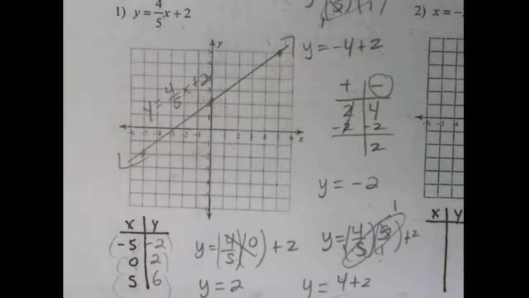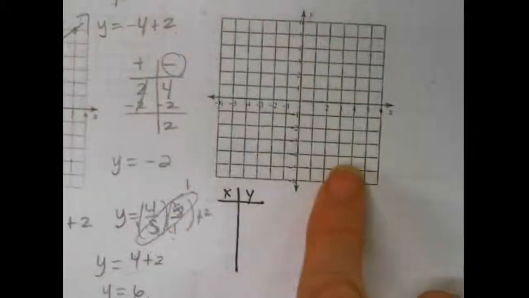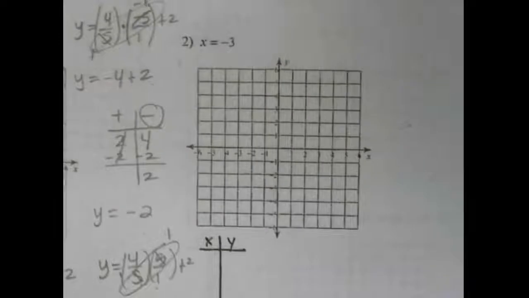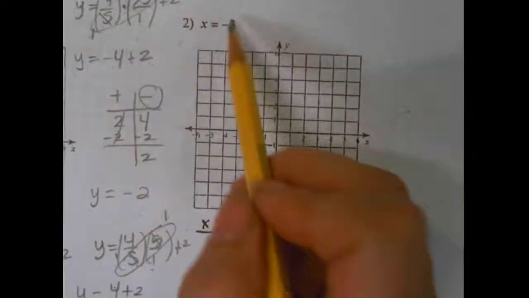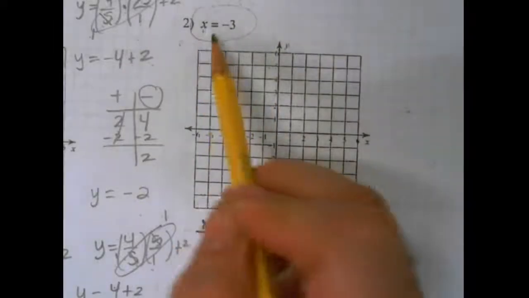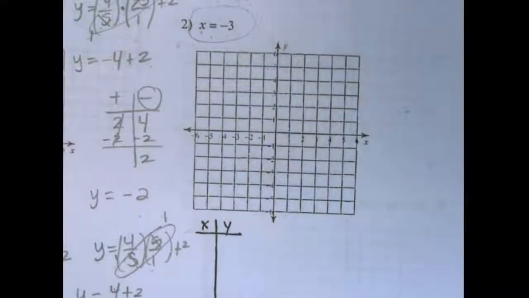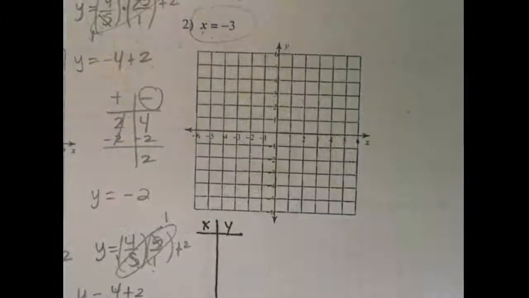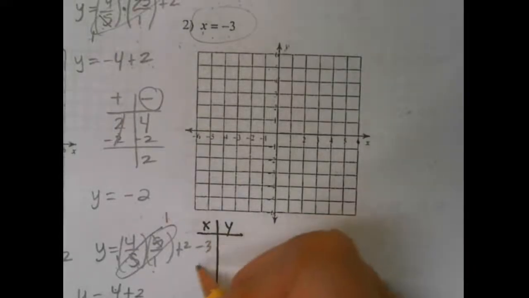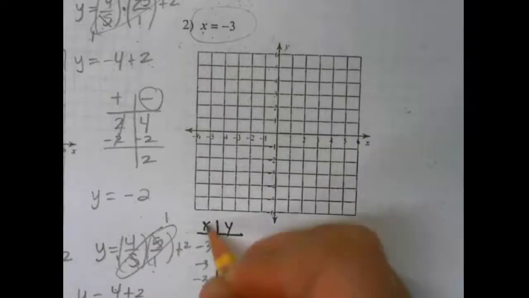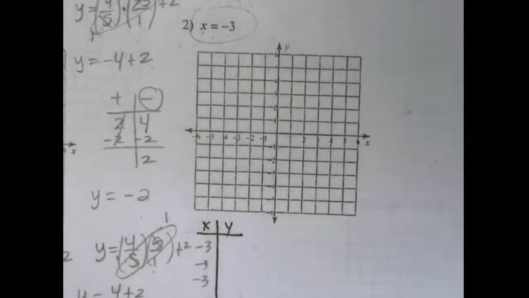Got it? Okay, so number 3 is a little bit different because this time we didn't give you this information here, but look at your equation now. What does this tell you? X is equal to what? What is it? Negative 3. And that's all it says, right? So I can write negative 3, and negative 3, because x is always going to be negative 3, correct?